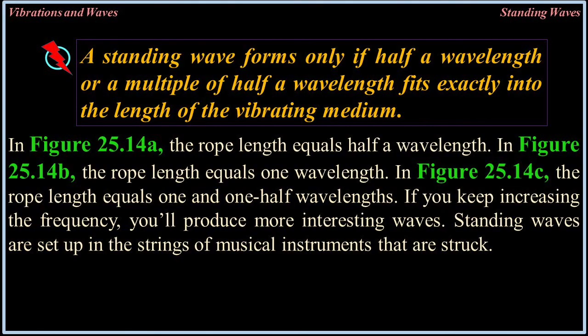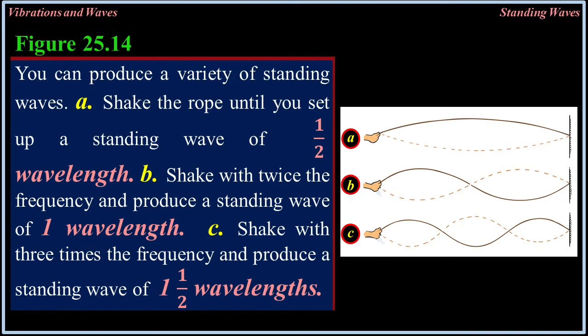Standing waves are set up in the strings of musical instruments that are struck. 25.14. You can produce a variety of standing waves. A. Shake the rope until you set up a standing wave of 1/2 wavelength. B. Shake with twice the frequency and produce a standing wave of 1 wavelength. C. Shake with 3 times the frequency and produce a standing wave of 1.5 wavelengths.